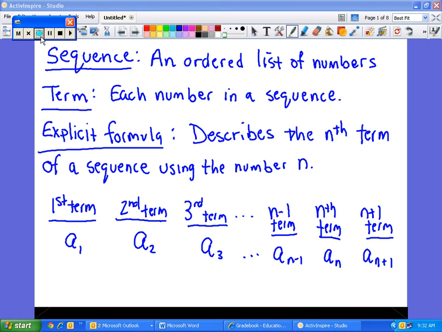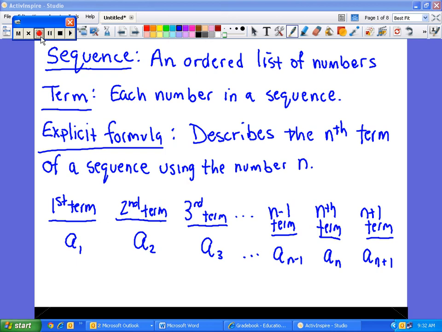The second term would be given a sub 2. Again, it's not the number 2. It's the second term in the sequence. And then the third term would be a sub 3. That's the third term in the sequence. The values of those numbers are going to change from sequence to sequence, but they're placed in line, maybe is a way to look at it. Okay, generally speaking, over on the right-hand side, this is how we refer to these terms generally.